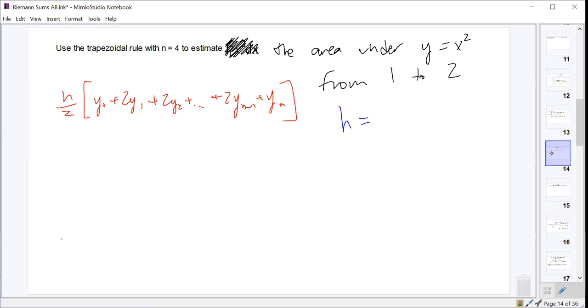So what is the h? It should be b, which is 2, minus a, 1, over n, and we have 4 subintervals. So what should that give us? H should be 1/4. And so out in front of this, we should have a 1/8 then, right? 1/4 divided by 2 is 1/8.